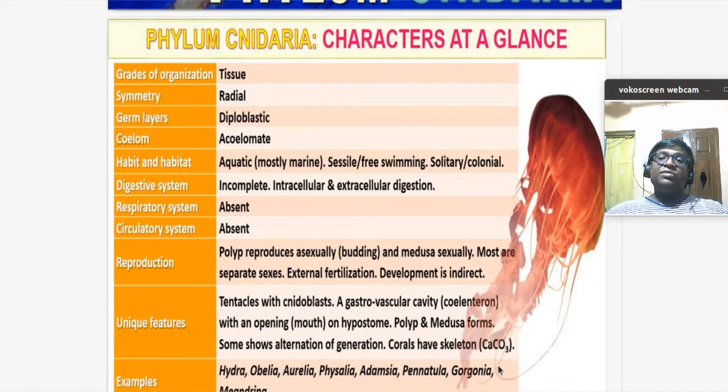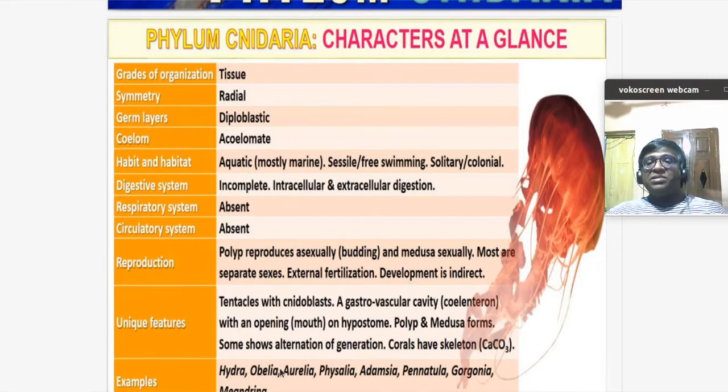So the corals have a skeleton which is made up of calcium carbonate. So corals are also placed under phylum Coelenterata. A unique character is they have a coelenteron, they have tentacles with cnidoblasts or stinging cells. Using these cnidoblasts or stinging cells, they capture the prey, and it also provides them defense from predators. They also help in harboring the animals. So the stinging cells also help in anchorage. That is also the help of the stinging cells.